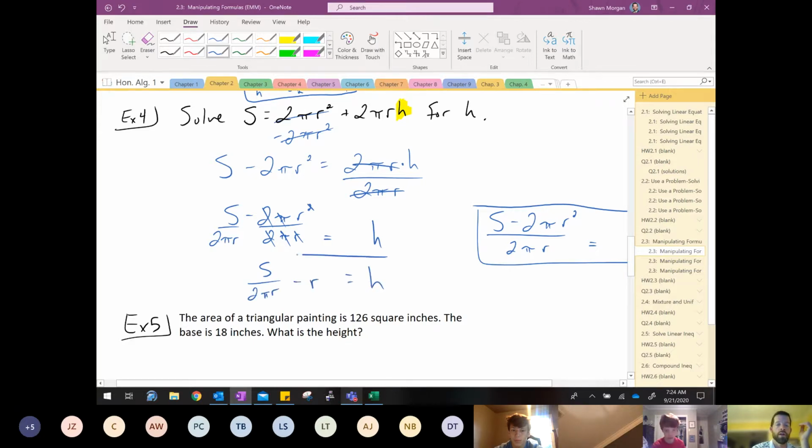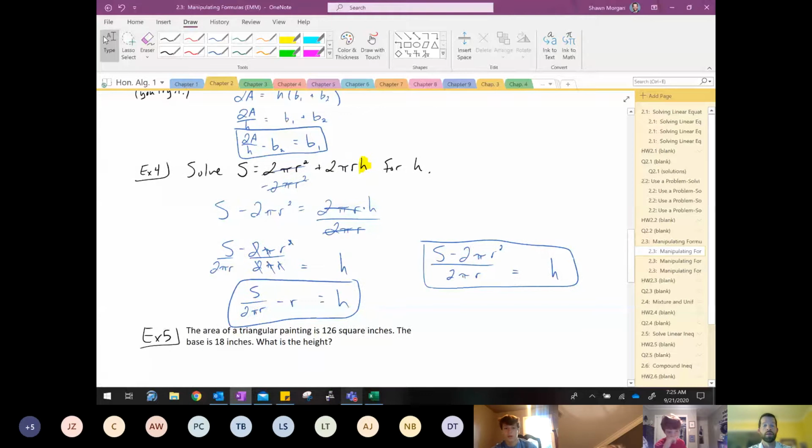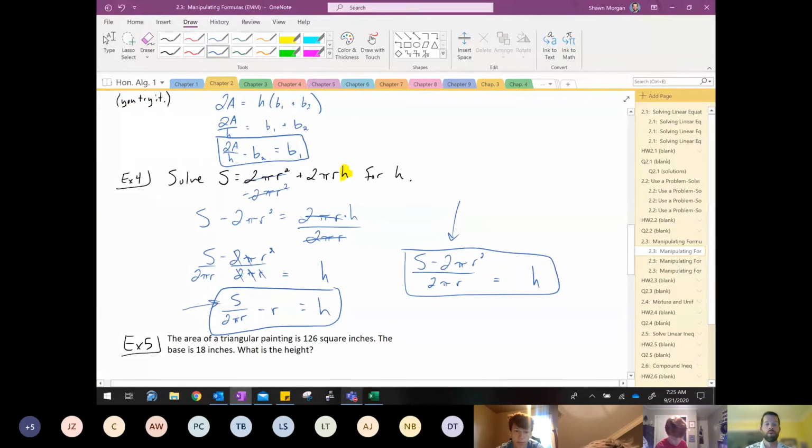And that's an alternate way of looking at your answer. Not that I have one preference over the other, right? They're both getting h by itself. But imagine you're taking a multiple choice test, and maybe this isn't one of the options, but this is. We want to be versatile. We want to be able to recognize that what they did was split it up and say, hey, let's divide both of those left side terms by 2 pi r and see what shakes out. Okay, so questions on example 4?